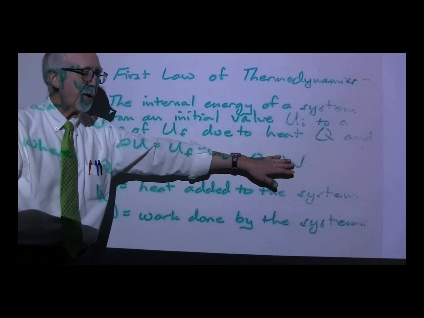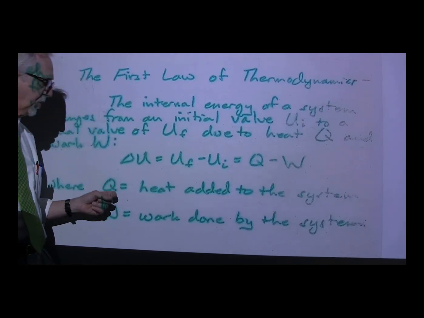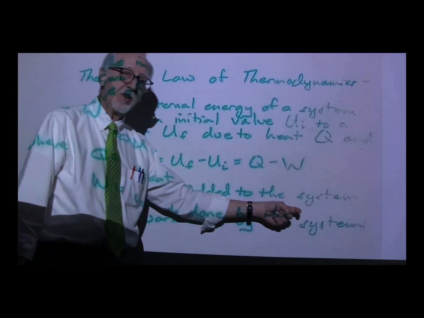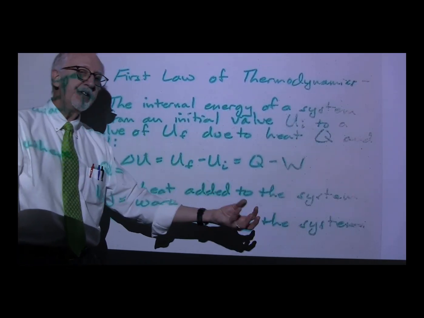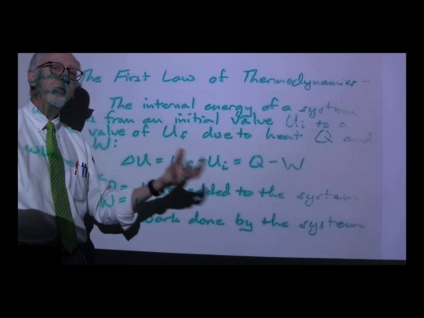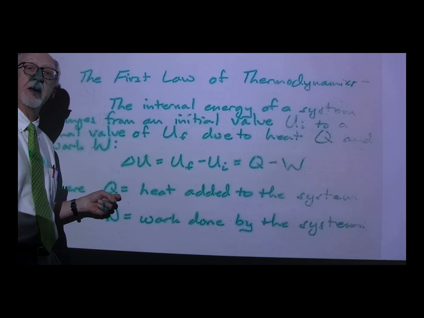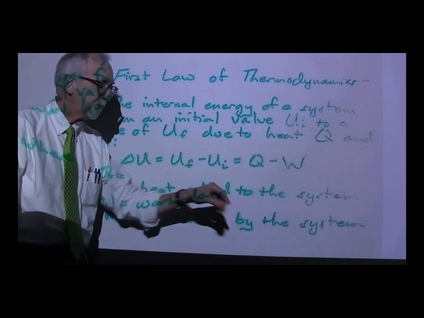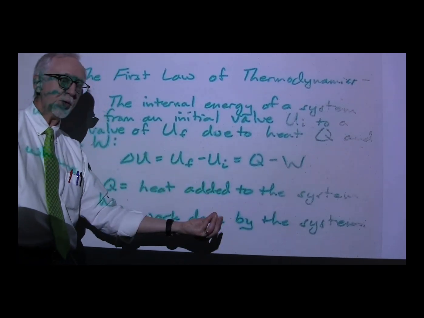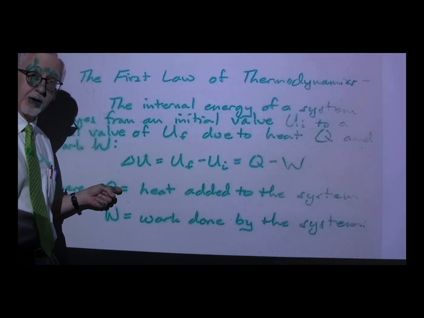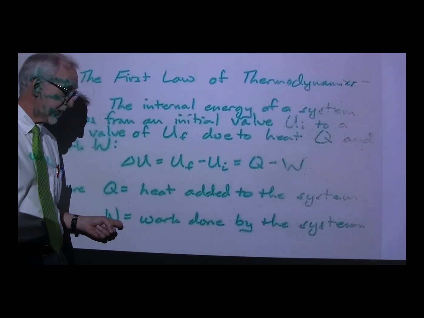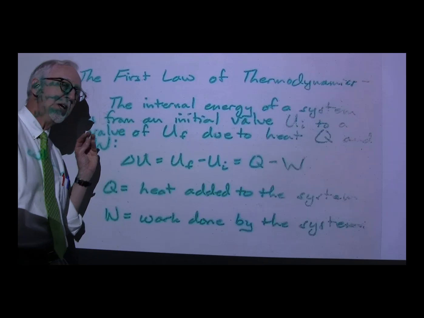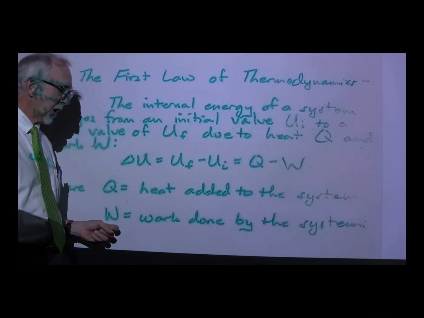So we've got to be very careful about how Q and W are defined. Q is the heat added to the system, and W is the work done by the system. So if energy is taken from the system, if we remove energy from the system, Q will be a negative quantity. So Q can be positive or negative. If we add heat to the system, Q is positive. If we take heat from the system, Q will be negative. Likewise, W can be positive or negative. If the system does work, W is positive. If we do work on the system, W will be negative.